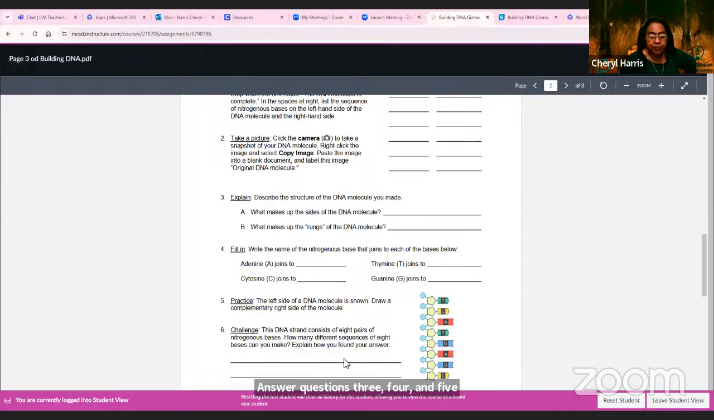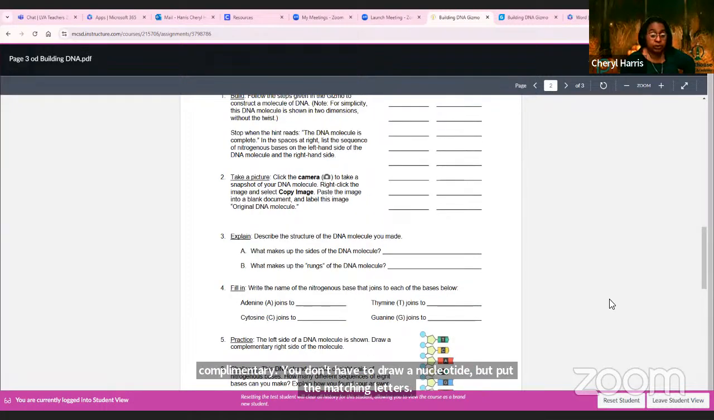Now, number 6 is a challenge, so that's kind of extra credit because there's a little math involved in that. So number 6 is extra credit. You want to answer number 5, taking this picture, they've built the left side for you. You need to put the letters on the right side that should be complementary. You don't have to draw a nucleotide, but put the matching letters. All right, so I'll give you a few minutes to answer those questions.